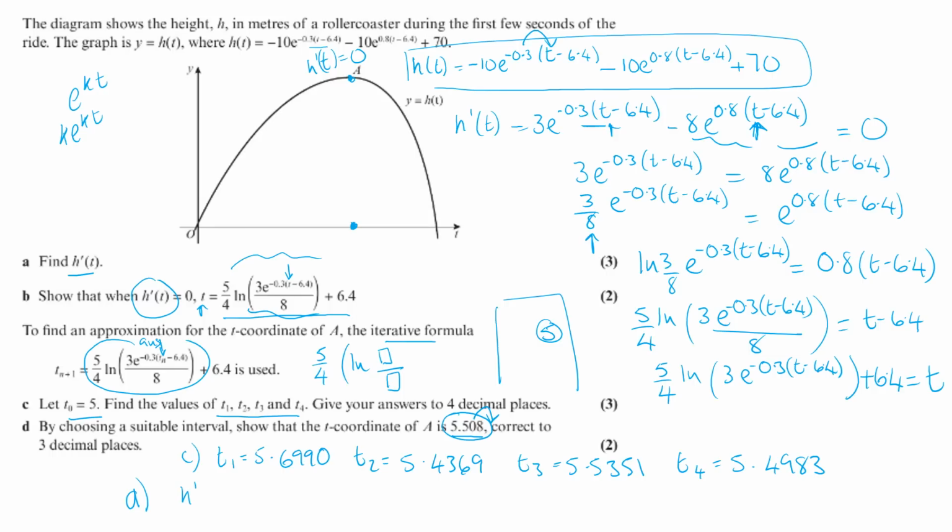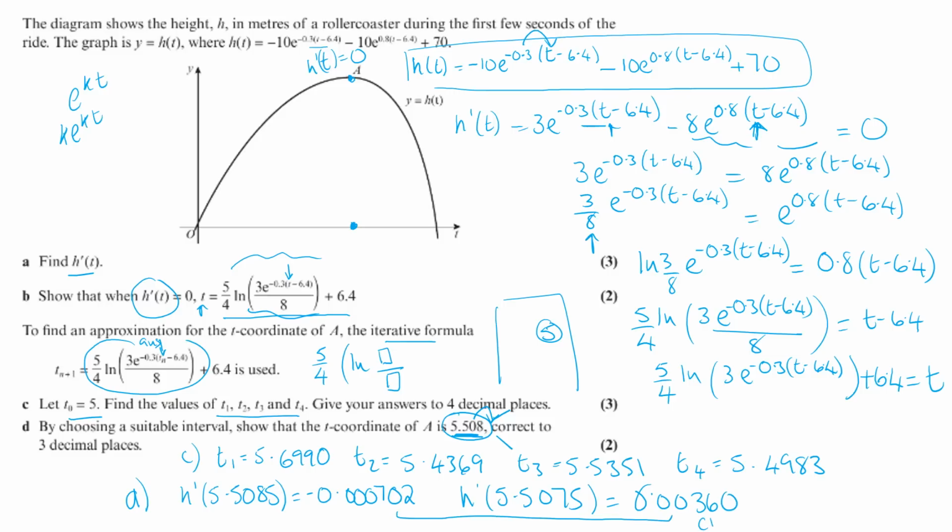So if we put h dash of 5.5085, if we put that in, we get minus 0.00072. And if we do h dash of the lower root, 5.5075, so going half above in that column either side of this t coordinate of A, if we put 5.5075, we get 0.00360, and here we've got a change of sign.